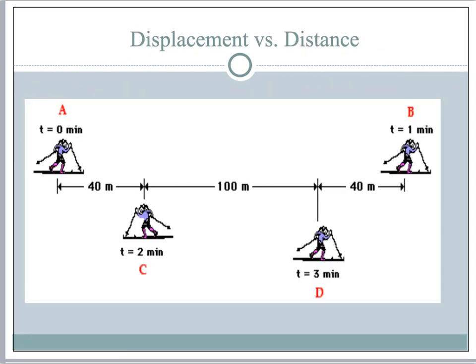All right, so we're going to just look at this cross-country skier, and we're going to determine how much she had for distance and how much we would describe the displacement. She starts at point A at 0 minutes, and after 1 minute she's gone to point B right here, and then another minute passes by, and at 2 minutes she's at point C, and then another minute passes by, and at 3 minutes she is at point D. So she finishes at point D and she started at point A. So let's find the displacement for that.